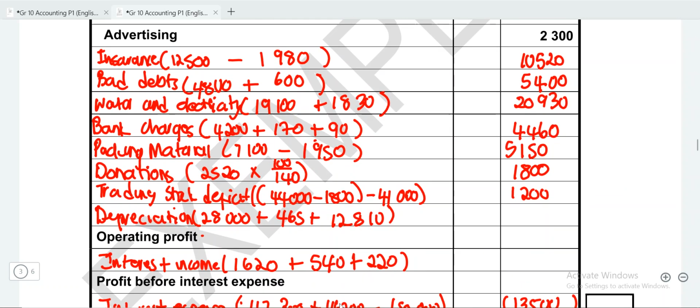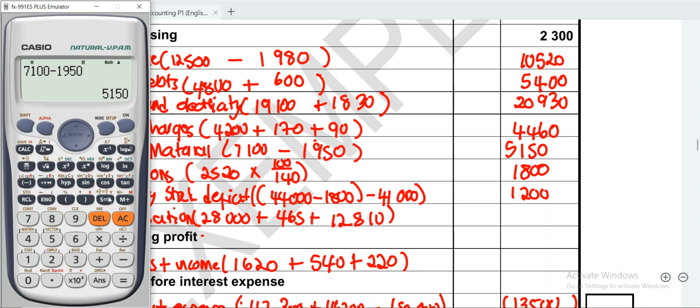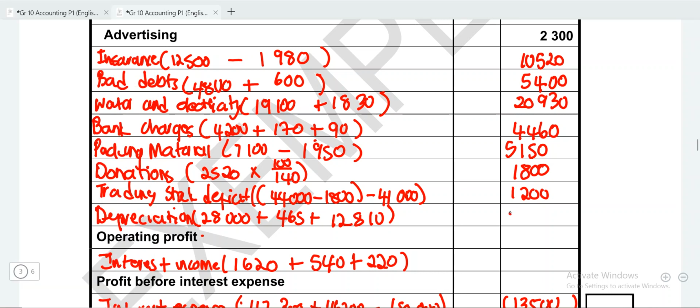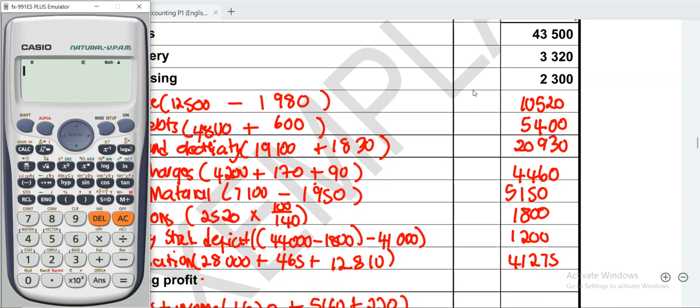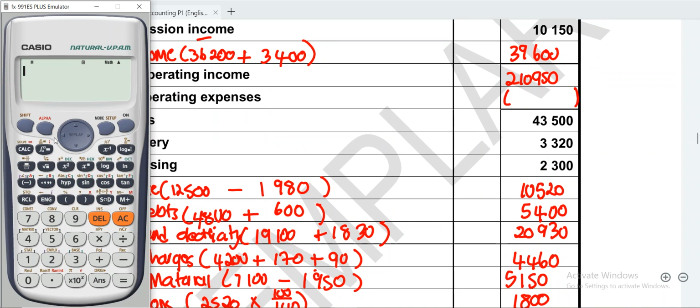And then from there you just have to do the sum for your depreciation. Very important, guys. So let's do that. Our depreciation is 28,000 plus 465, and then plus 12,810. The sum of the three is 41,275. Okay, now if you look at this, we are done with our expenses. We just have to get a total. So let's do it.